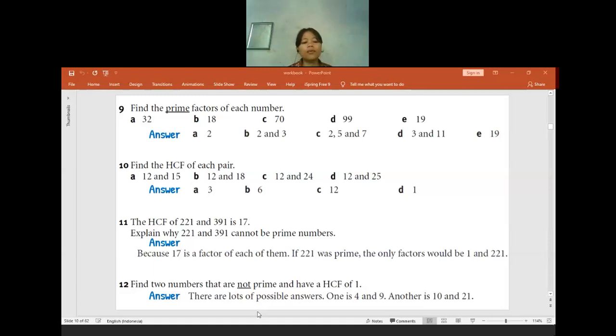Is there anyone who is confused at question 11? No? Okay. If no one is confused, I will move to question 12. Find two numbers that are not prime numbers and have an HCF of 1. Here, there are many possible answers. My example is 4 and 9. Another example is 10 and 21.